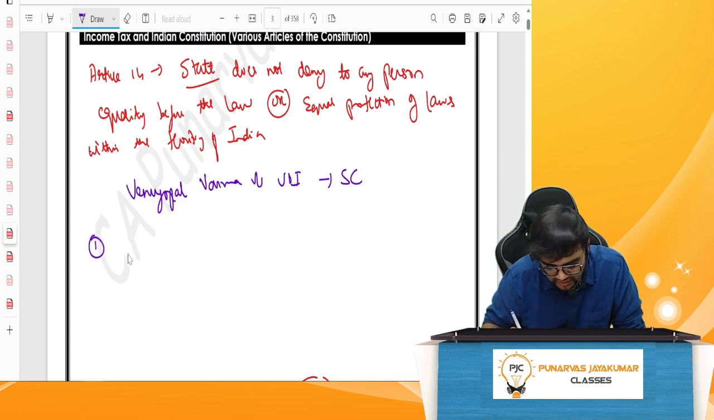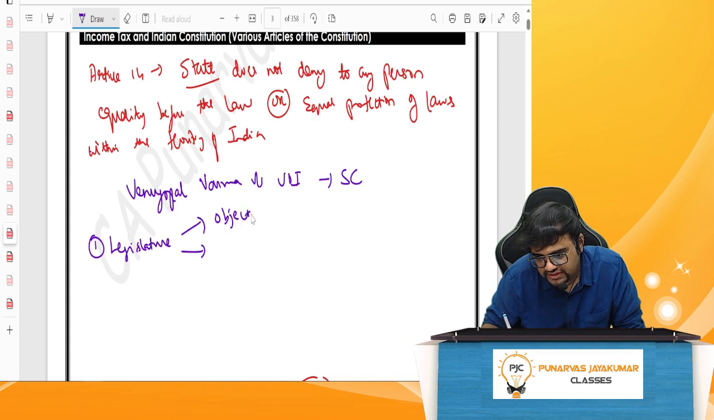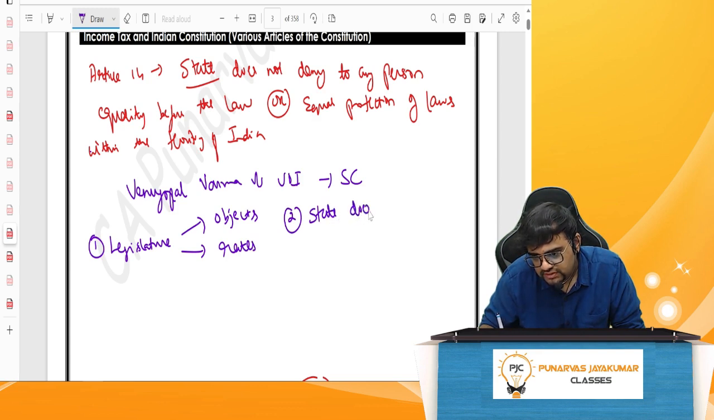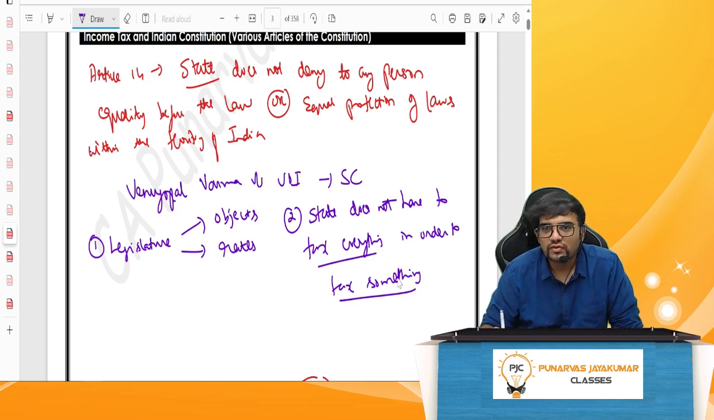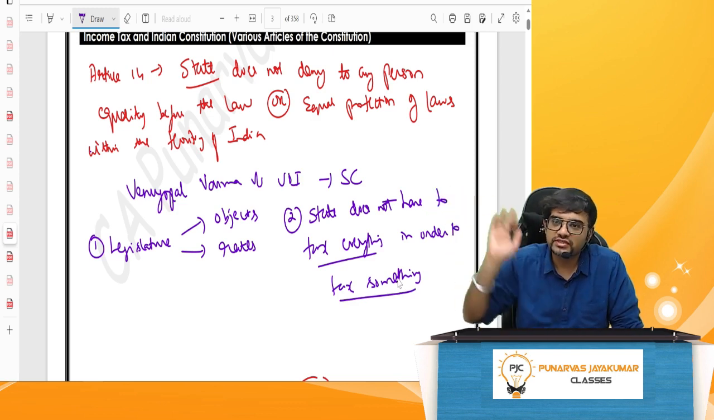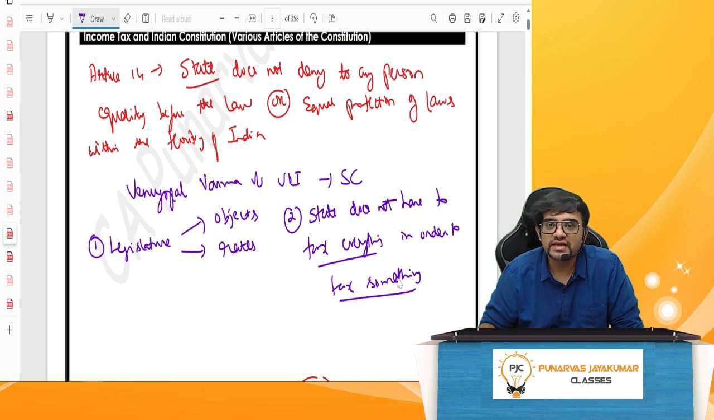So there they have come out with certain things. Legislature, that is the lawmaker, will determine two things. One is what? Objects of the tax and the rates of tax. One deadly dialogue. The state or the country, state means country, state does not have to tax everything in order to tax something. Imagine the dialogue. I want to tax something. I want to tax one part of it, income. I'll tax everything. No. Which means they are trying to tell state can give exemptions.